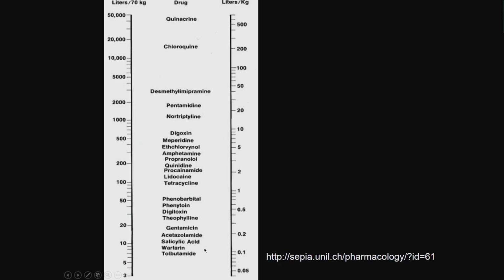Then I also showed you a very interesting picture, taken from this reference. Warfarin, for example, which is a blood thinner, has a very low volume of distribution, whereas chloroquine, which is an antimalarial, has a very high volume of distribution. Many drugs and alcohols also have different volumes of distribution. So as the volume of distribution becomes higher and higher, the concentration also keeps going down and down.